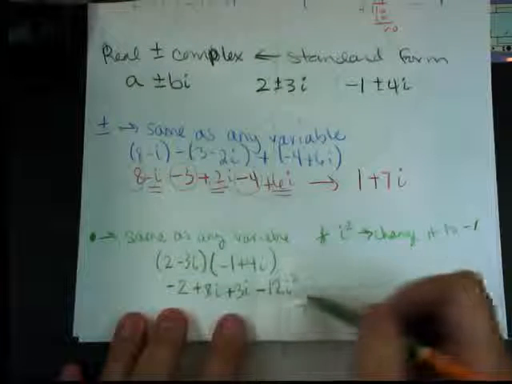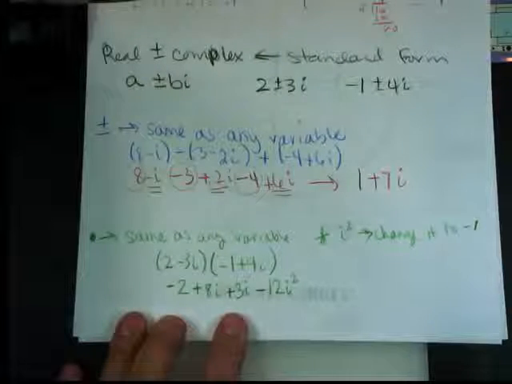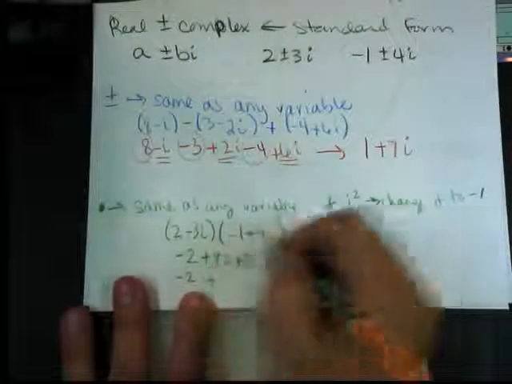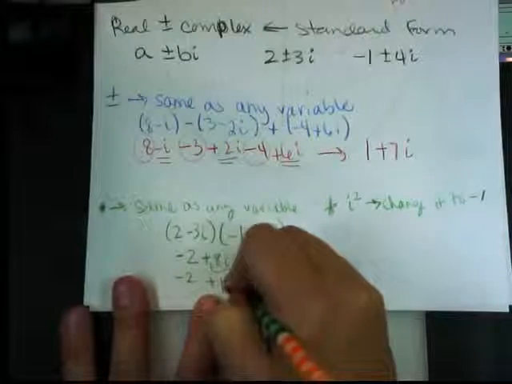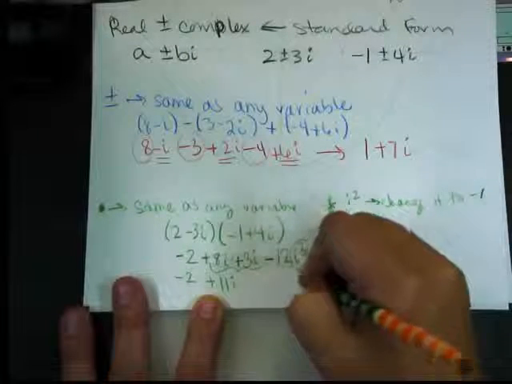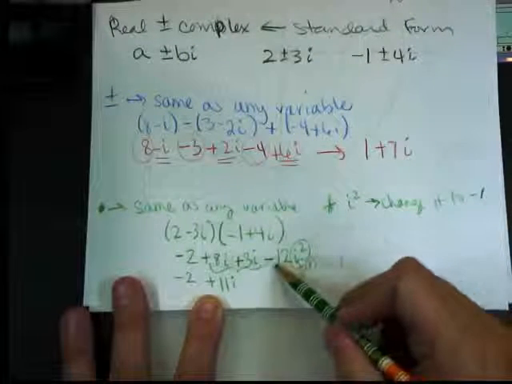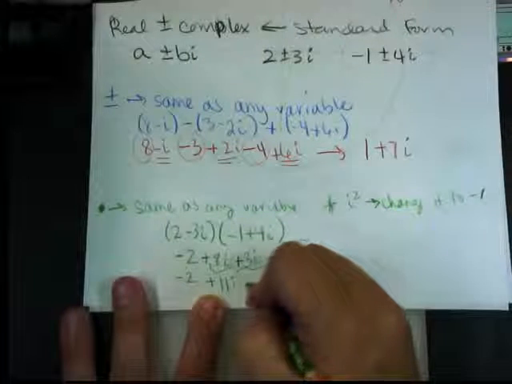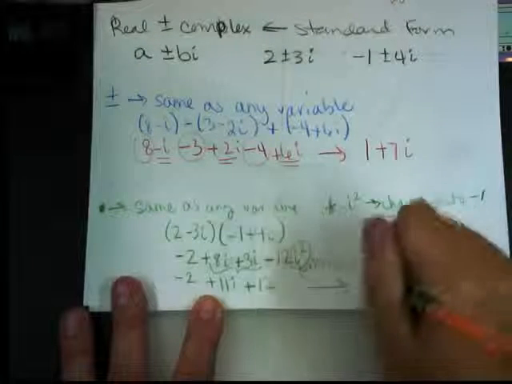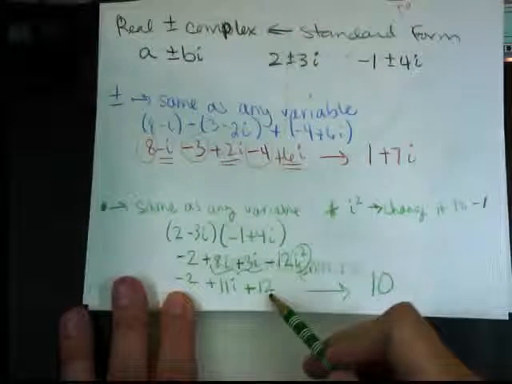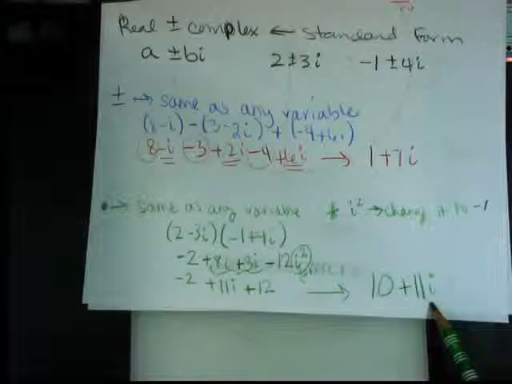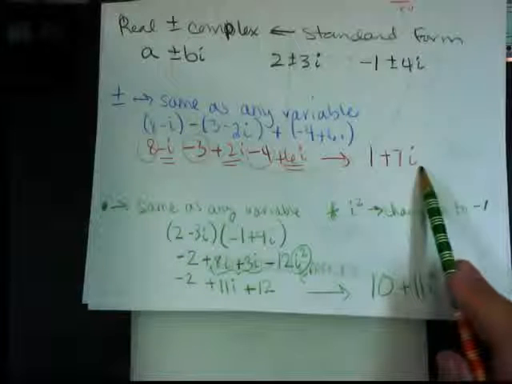So right now, we've just multiplied it as if it was a normal x. Now we need to simplify. 8i plus 3i becomes 11i. This i squared is really -1. -12 times -1 makes +12. So put it all together: -2 and 12 is 10, plus 11i. Real, imaginary. Always in the same format. Real, imaginary.